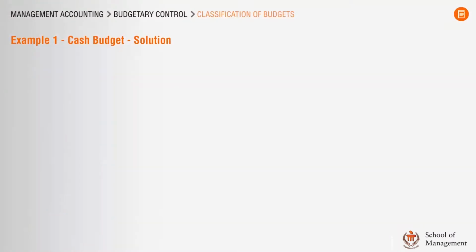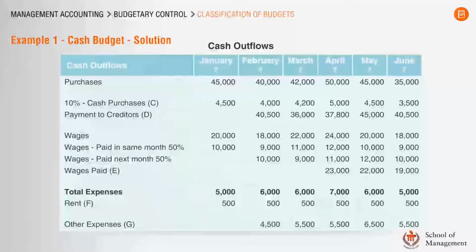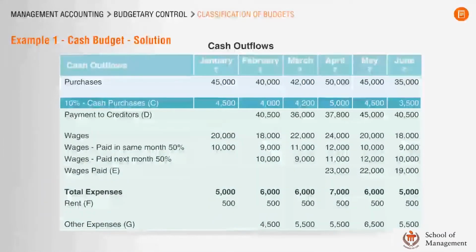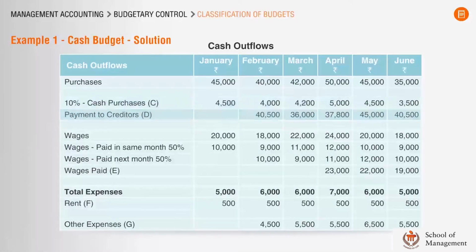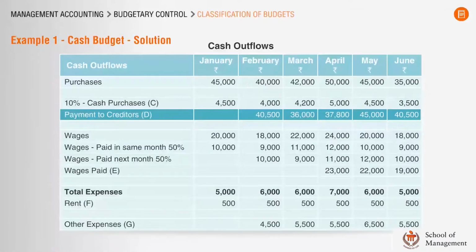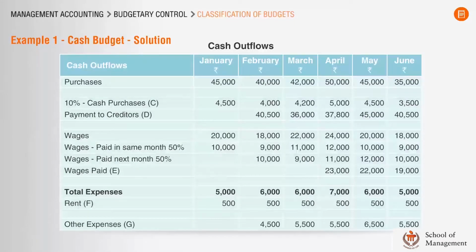The payments to be shown in the cash budget are as follows. Cash purchases are 10% of total purchases made every month and they are paid in the same month. The remaining 90% of the purchases are paid in the next month. So, payment to creditors in the month of April would be 90% of total purchases made in March, that is 90% of 42,000 or 37,800 rupees.